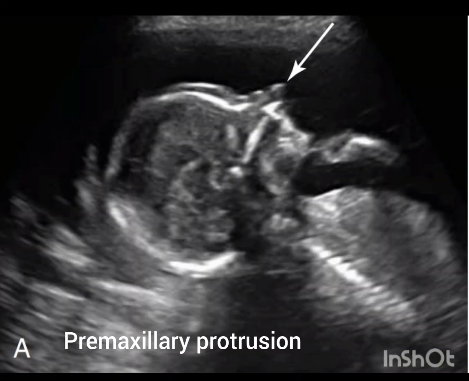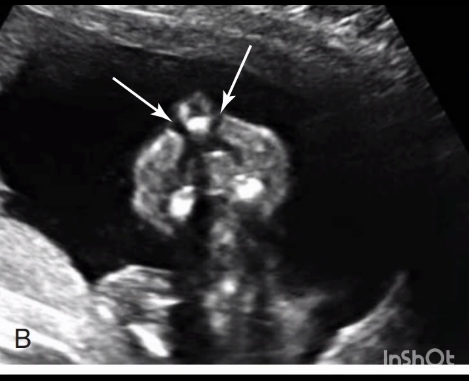Now let's talk about bilateral cleft lip and palate with premaxillary protrusion. In this sagittal image, you can see that there is a premaxillary protrusion indicated by the arrow due to bilateral cleft lip and palate. Axial image at an angle, and it confirms the bilateral facial clefts indicated by the arrows.